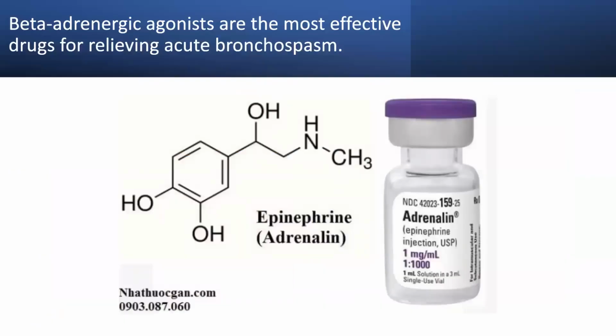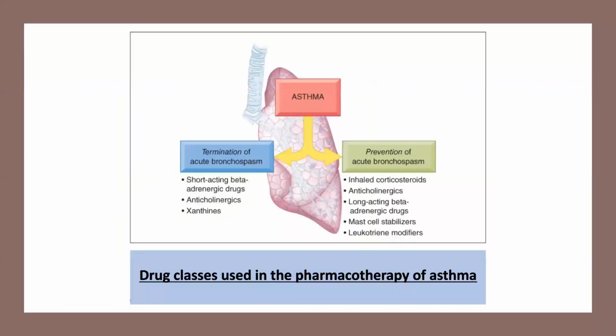So beta-adrenergic agonists are used as the most effective drugs for relieving acute bronchospasms. The drug classes used in the pharmacotherapy of asthma are used either for the termination of acute bronchospasm, which includes SABA, that is short-acting beta-adrenergic drugs, anticholinergics and xanthines. For the prevention of acute bronchospasms, we use inhaled corticosteroids, anticholinergics, long-acting beta-adrenergic drugs, mast cell stabilizers, and also leukotriene modifiers. So these are the categories of drug classification that we use for asthma treatment.